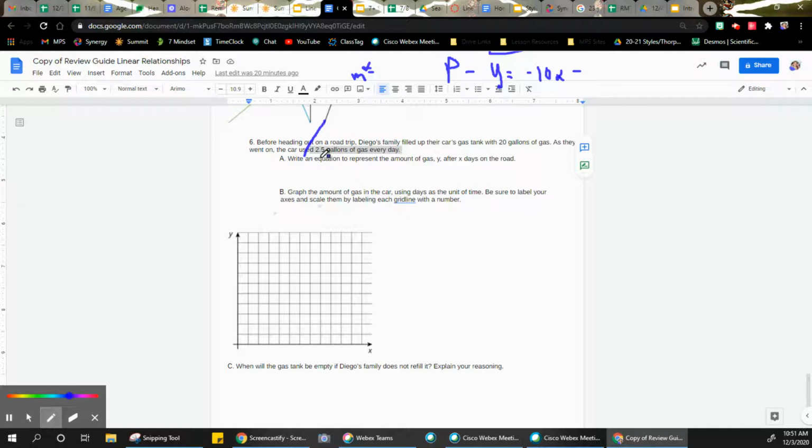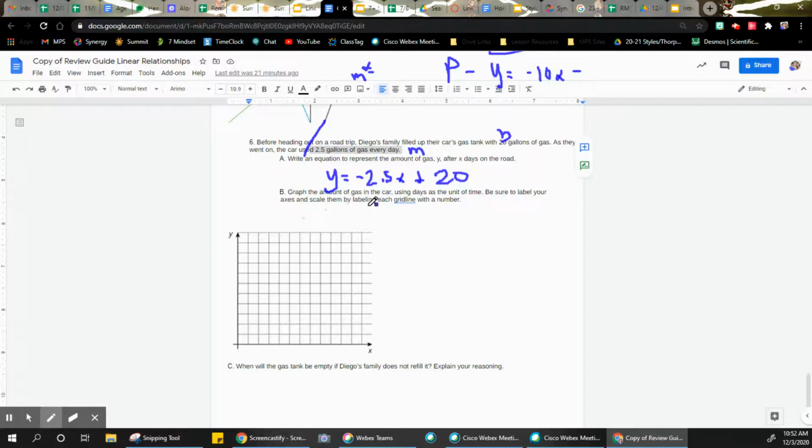So we know that they're using gallons of gas a day. So that's like saying per day. So that's my slope, 2.5 per day used. And my y-intercept is how much they started with, which is 20 gallons. So I'm going to do y equals, and since they're using 2.5, that's going to be a negative 2.5, meaning it's going down, it's being used, x, plus the amount we started with, which is 20.